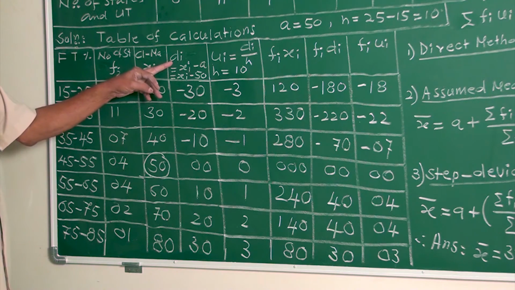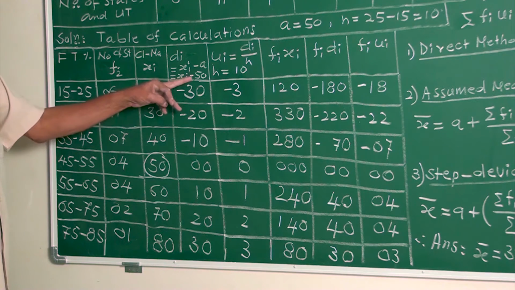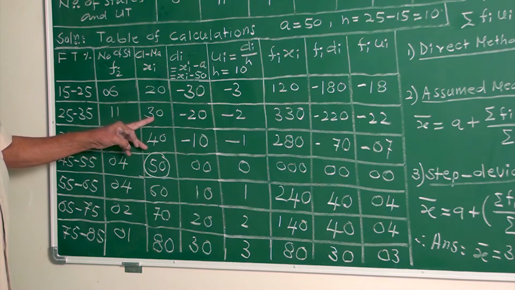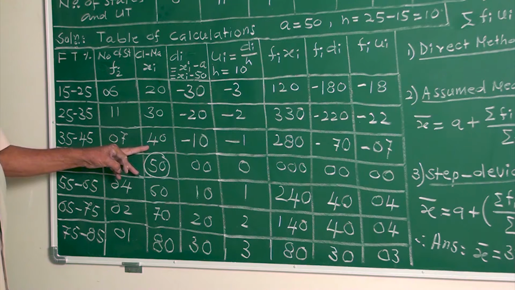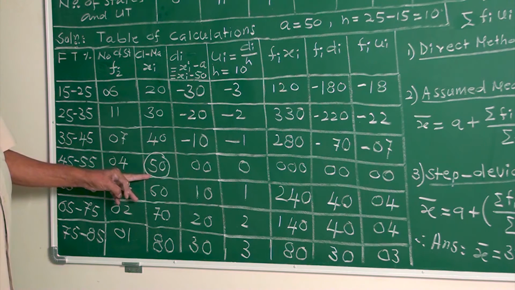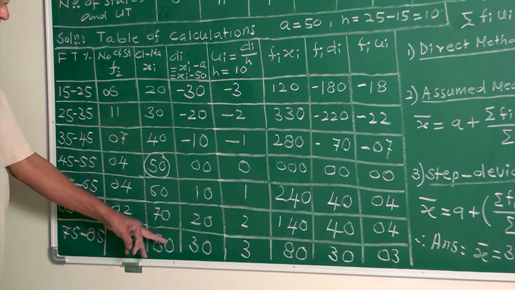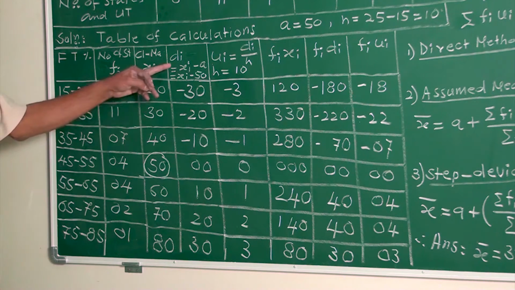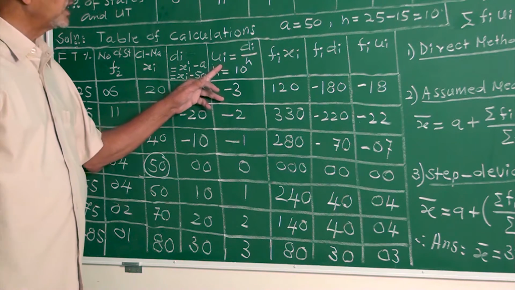Then you have to go for di, the deviation, which is xi minus a, xi minus 50. 20 minus 50 is minus 30. 30 minus 50 is minus 20. 40 minus 50 is minus 10. 50 minus 50 is 0. 60 minus 50 is 10, 70 minus 50 is 20, 80 minus 50 is 30. This is di.